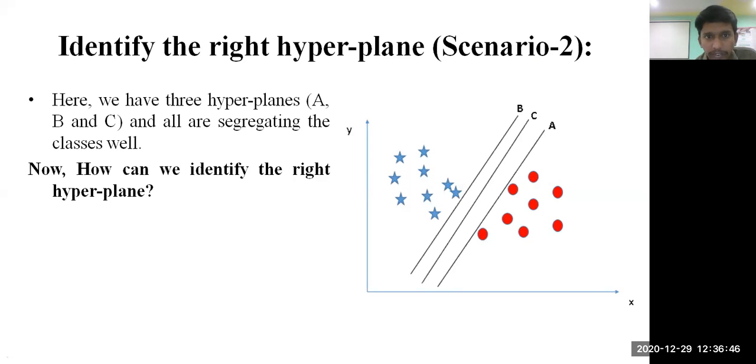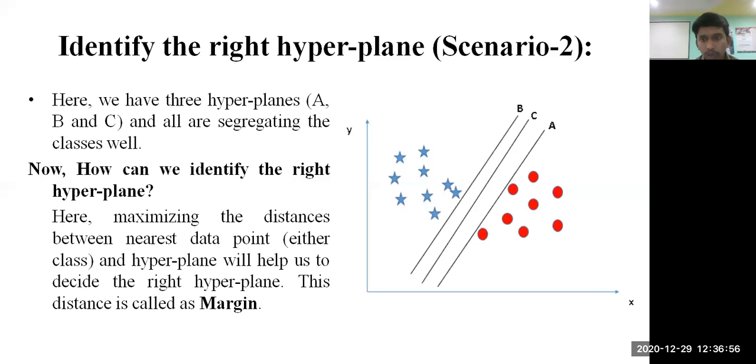So here we are having three hyperplanes A, B, and C, and all are segregating the classes well according to the previous rule. Now, how can we identify the right hyperplane? Here we need to understand one important concept: maximizing the distances between the nearest data point, of either class, and the hyperplane will help us to decide the right hyperplane.